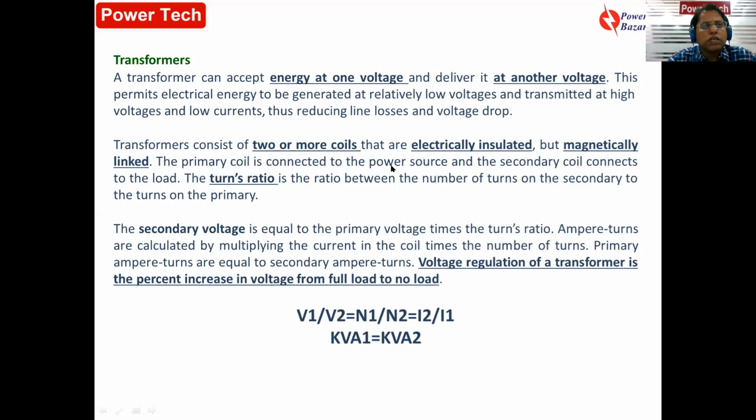A transformer is basically two or more coils. It has a core, and V1 by V2 is equal to N1 by N2 is equal to I2 by I1. Step up transformer, step down transformer. There are two windings, primary and secondary windings. Sometimes you have tertiary windings as well. But in both cases, the kVA rating remains the same and the frequency remains the same.